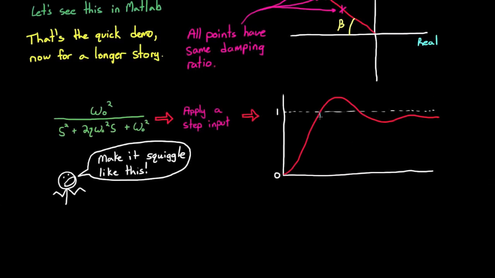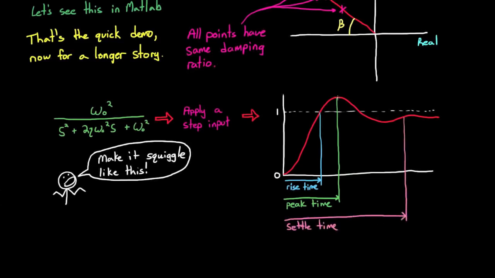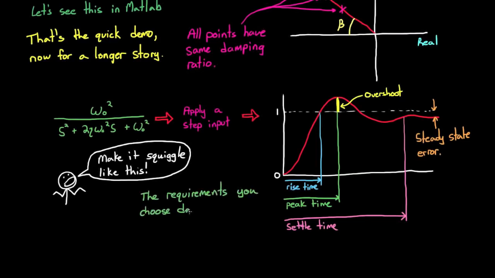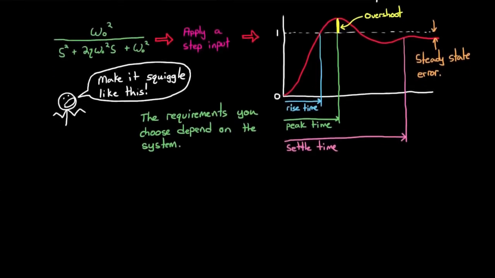Or to be a little more accurate, you could describe the performance of this response with metrics like the time it takes to rise, the time of its peak value, the time it takes to settle, its overshoot expressed as a percentage, and its steady state error. And sometimes you'll get design requirements expressed as one or more of these performance measures. And what you are designing to depends on what is important for the system that you're building.